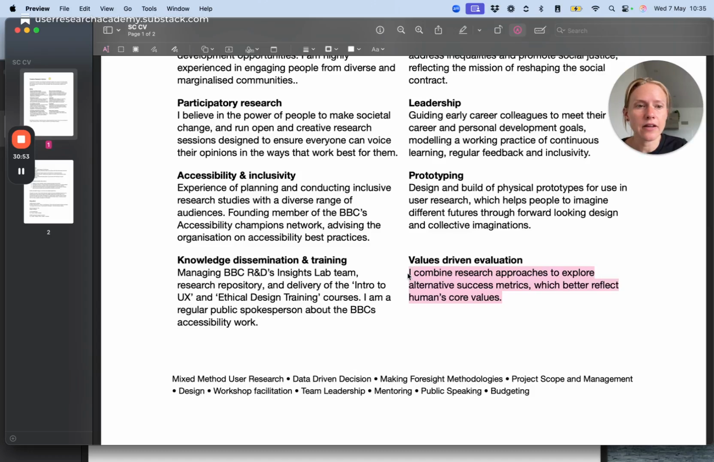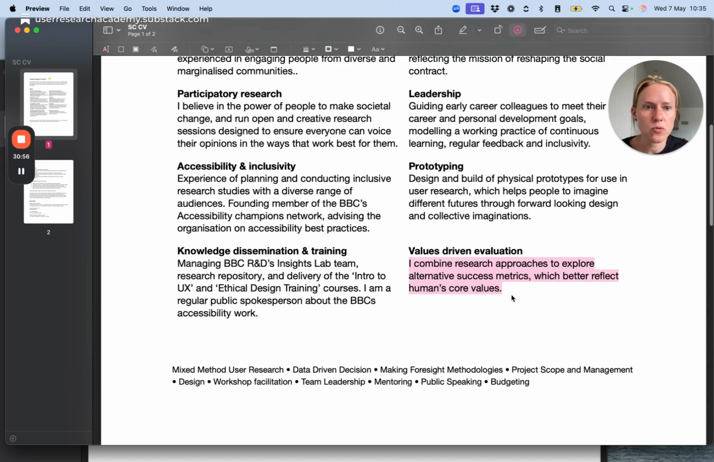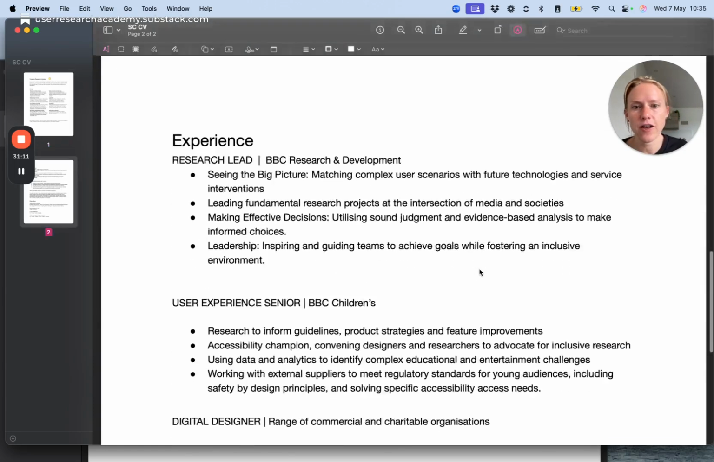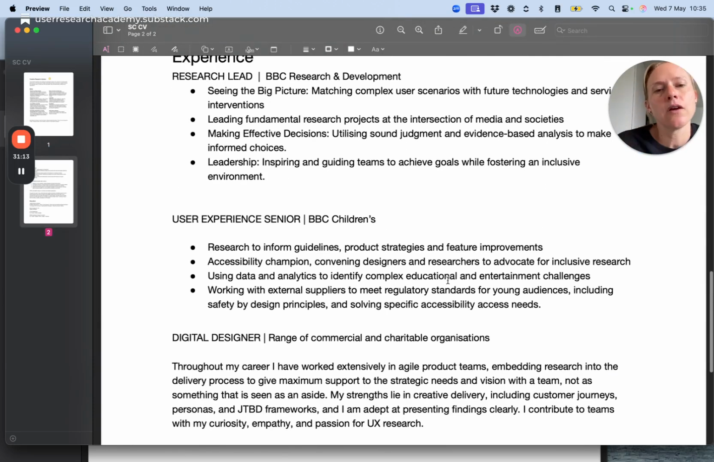Right here, what does this mean? I want to know what that means. Pick a snapshot of something from here, before and after. Before you combined these research approaches to explore alternative success metrics, what was it like? And then what was the after effect of it? Research to inform guidelines, product strategies, and feature improvements. Yeah, this is a bit more, again, on the generic side. This is interesting.